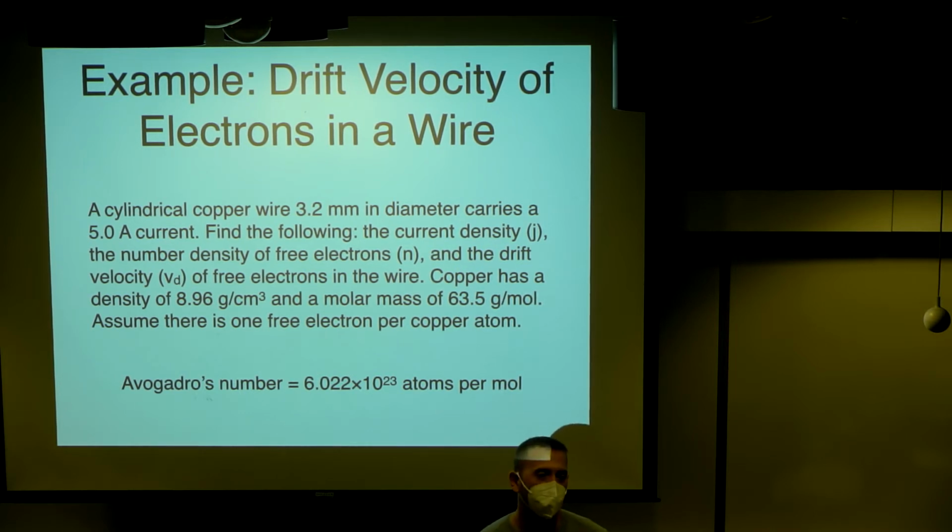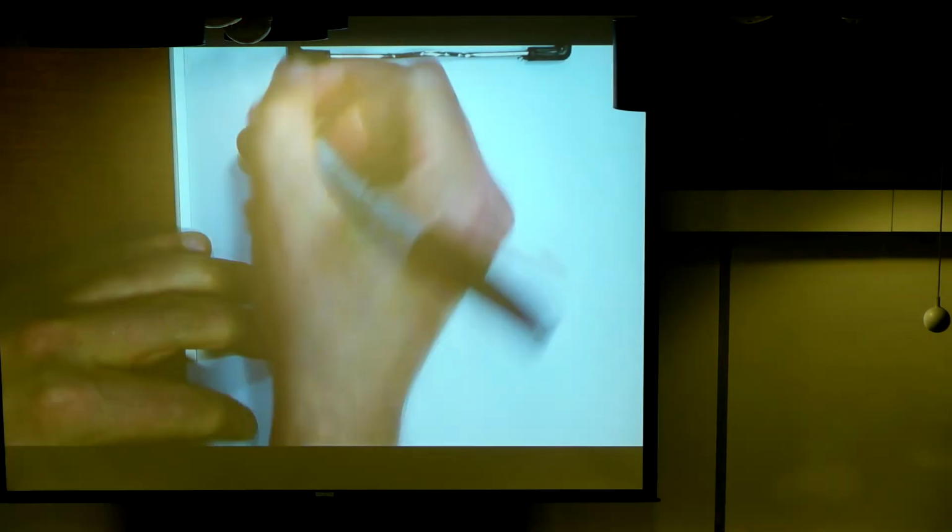You'll be surprised, it's actually tiny. It's like crawling speeds, okay? That's sometimes a surprising result, but I'm going to show you that's how it works out, and then we'll try to make sense of it, okay? It's like a couple millimeters per second or something like that, I think. It's really slow. So here, let's go through this. Let's start with the current density.